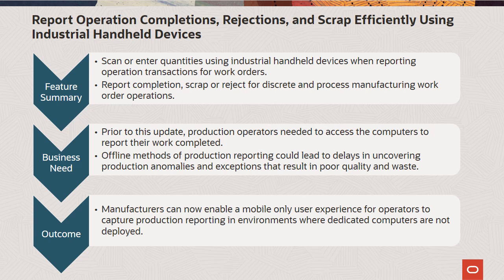Prior to this update, production operators needed access to computers to report their work completed. Otherwise, offline methods of production reporting could lead to delays in uncovering production anomalies and exceptions that result in poor quality and waste. You can now enable a mobile-only user experience for operators to capture production reporting.